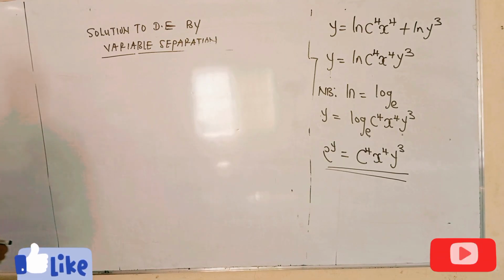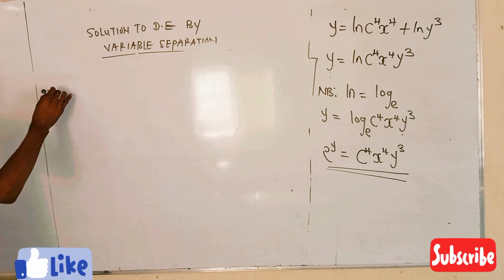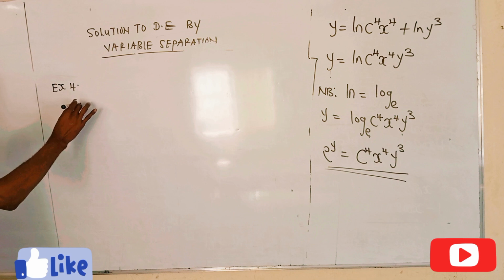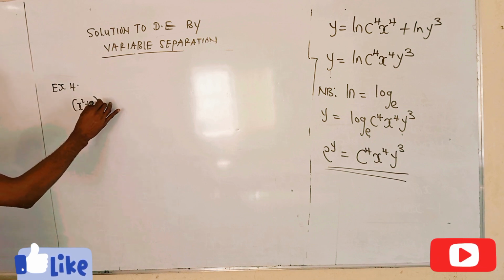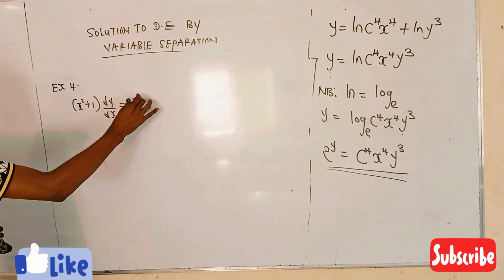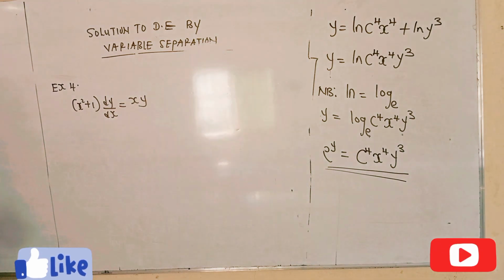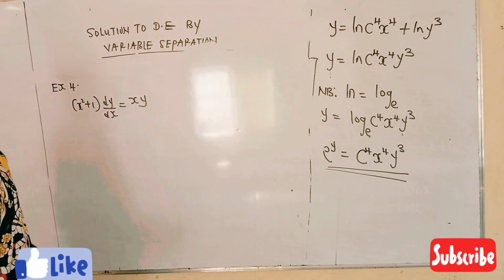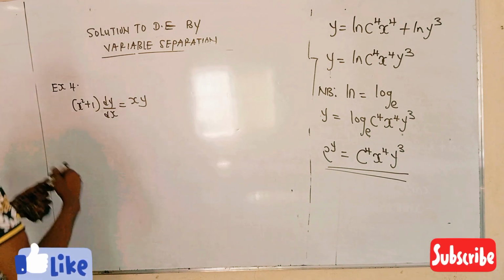Example 4: we have x squared plus 1 dy by dx equal to xy. The first thing we do at all times is to cross multiply.